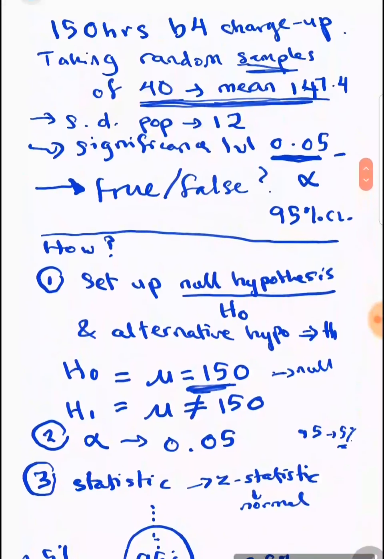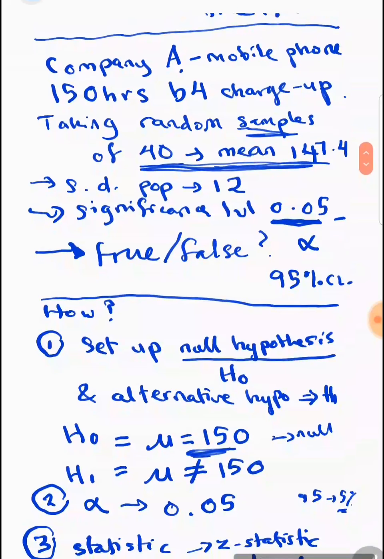So just a quick recap for this whole part here. First, you look at what the question wants and usually look out for the assumption. So the assumption is that it actually says it can charge up to 150 hours. So how do we prove that? They actually give you some data. They take 40 random samples with its mean, all the data necessary, and then of course the important one, the significance level, then they ask you whether you accept or you reject the assumption.